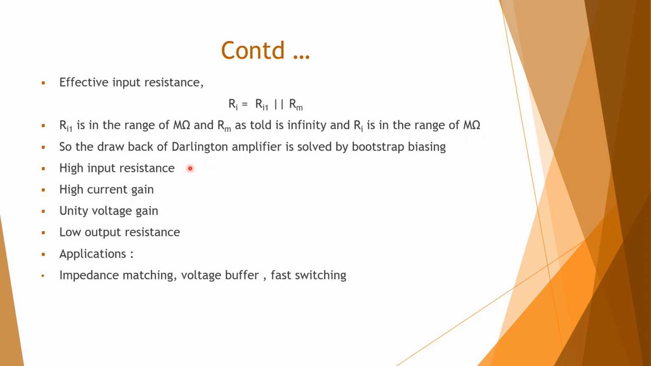So the drawback of the Darlington amplifier is solved by bootstrap biasing, where we have achieved high input resistance. We can have high current gain, unity voltage gain, and low output resistance. So the Darlington amplifier with bootstrap biasing can be used in applications where impedance matching is required, as a voltage buffer, and for fast switching like in TTL circuits. So that's it. That's the end of the video.